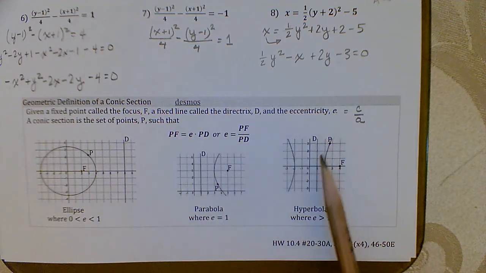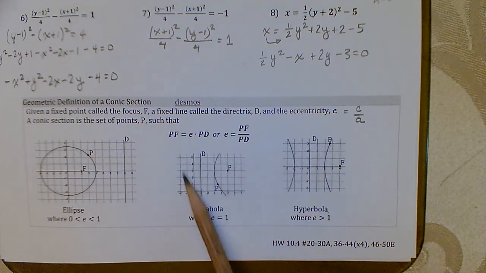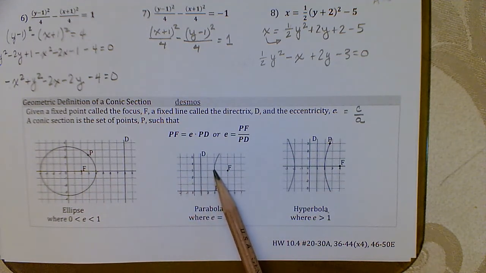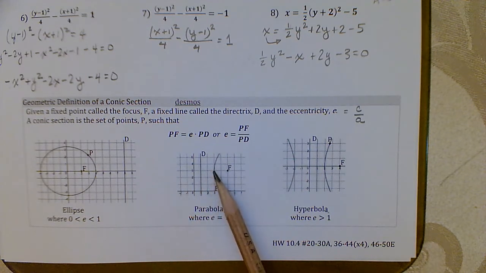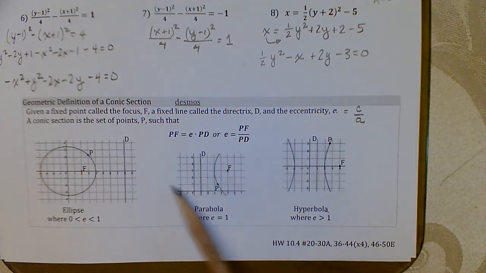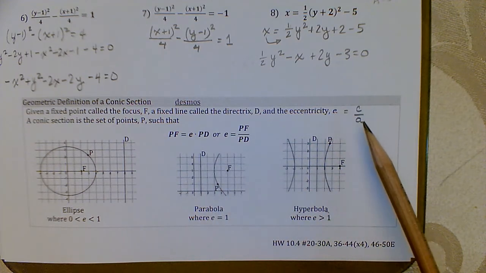Okay, so we have an a and a c, and c, remember, is the distance from the center out to a focus. Well, we don't have a center here, right? We have a vertex and we have a focus, but we don't have a center. What's the distance from the center to the vertex for a parabola? Well, we don't know because there is no center for a parabola. So this definition doesn't really hold perfectly.